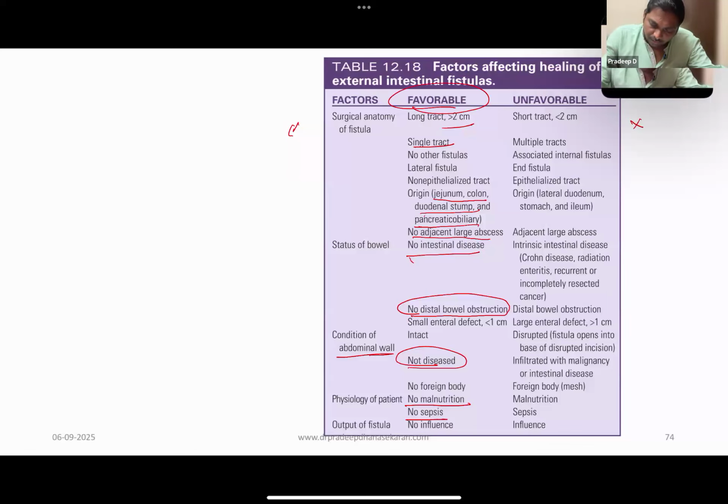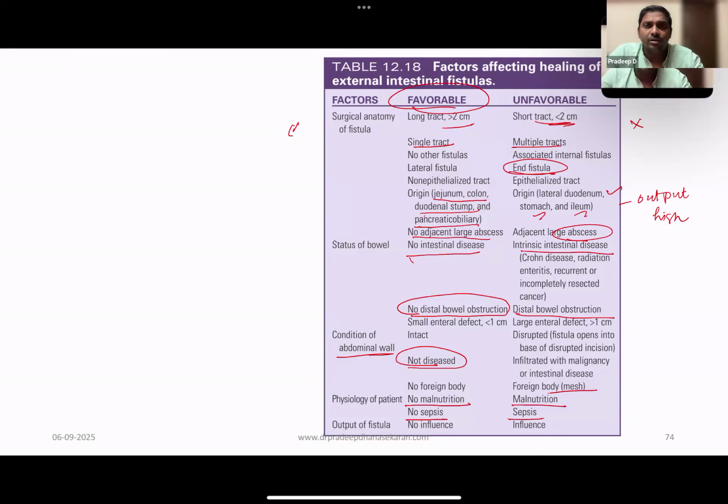When these are not there, sepsis is there, patient is malnourished, mesh is there, distal obstruction is there, intrinsic intestinal disease is there, infection is there, from the duodenum, stomach, or ileum where the output is high, if it is an end fistula, multiple tracts and short tract, these are unfavorable factors for healing of an enterocutaneous fistula. So with this, we have come to the conclusion of postoperative care and the postoperative complications.